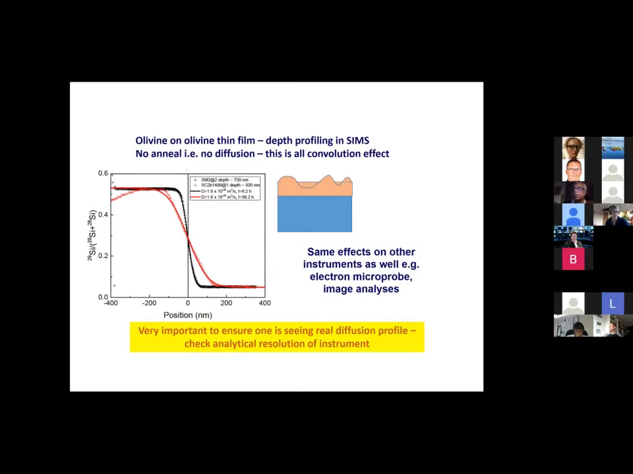So again, if you're going down to really, really small diffusion coefficients, if your analytical techniques are getting better, these are two things we need to worry about. First, to make sure what you're looking at is a real diffusion profile, not the analytical resolution of your instrument. And second, to check whether you should be using Fick's law to model those diffusion profiles.